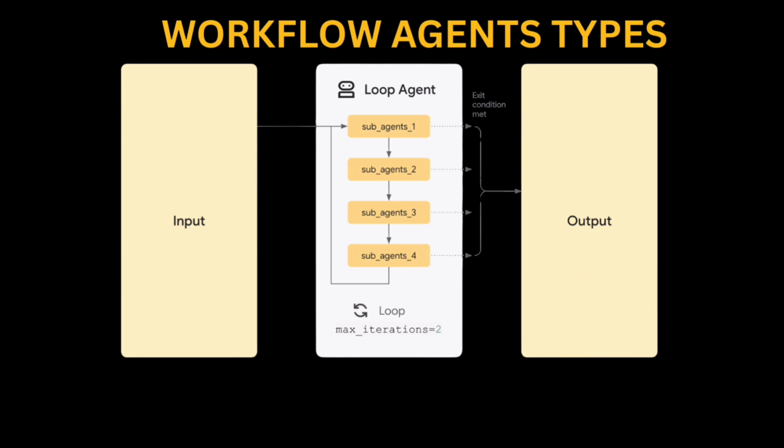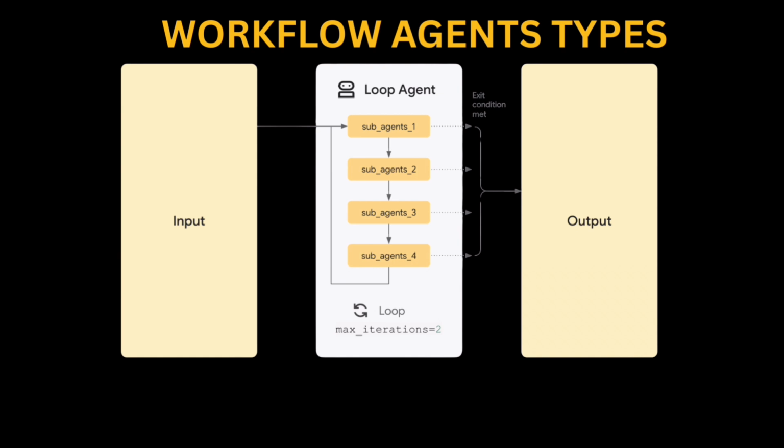Next, loop agent. Unlike the sequential agent, which runs from start to finish, the loop agent executes a sub-agent in a loop, either for a fixed number of iterations or until an exit condition is met. This makes the loop agent perfect for iterative tasks like improving a document draft or retrying tool calls until success.